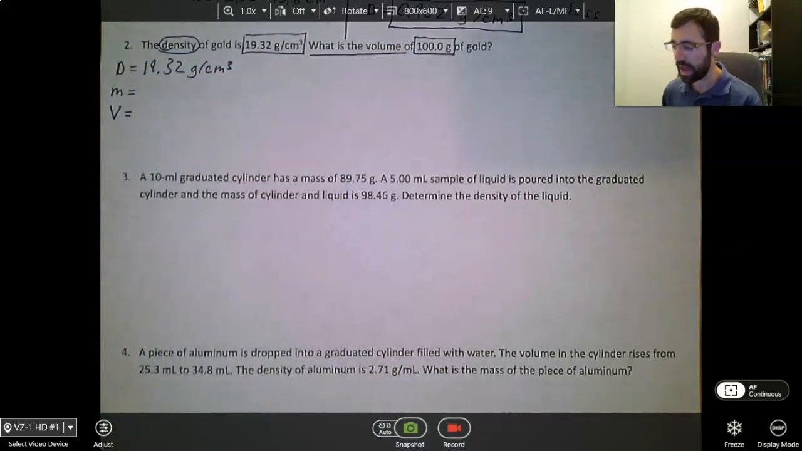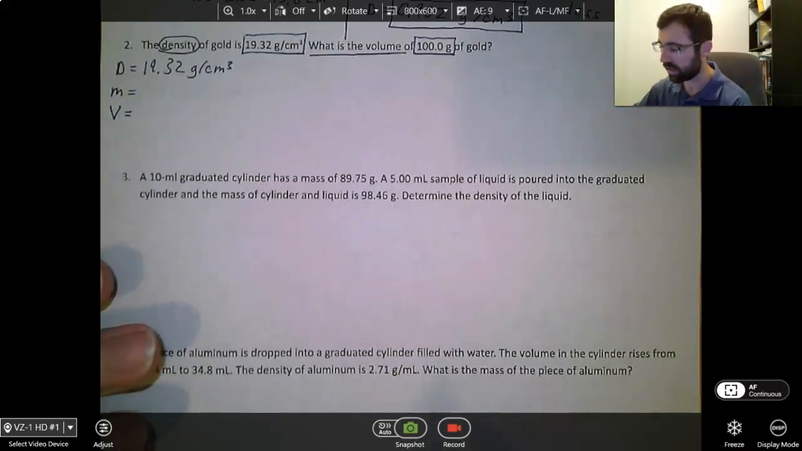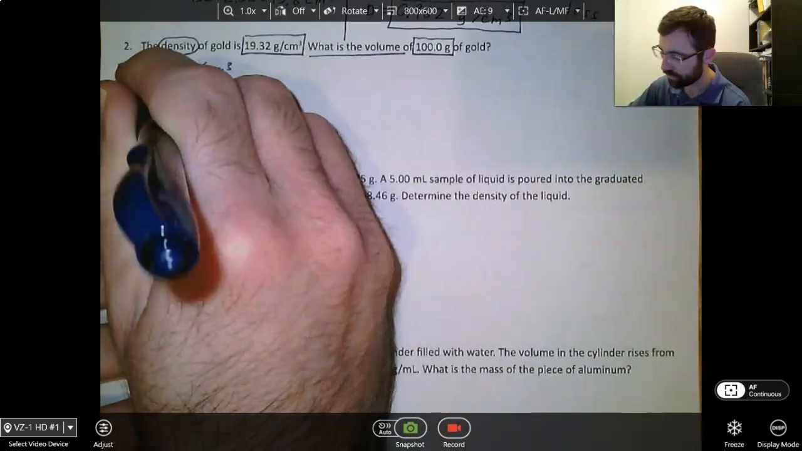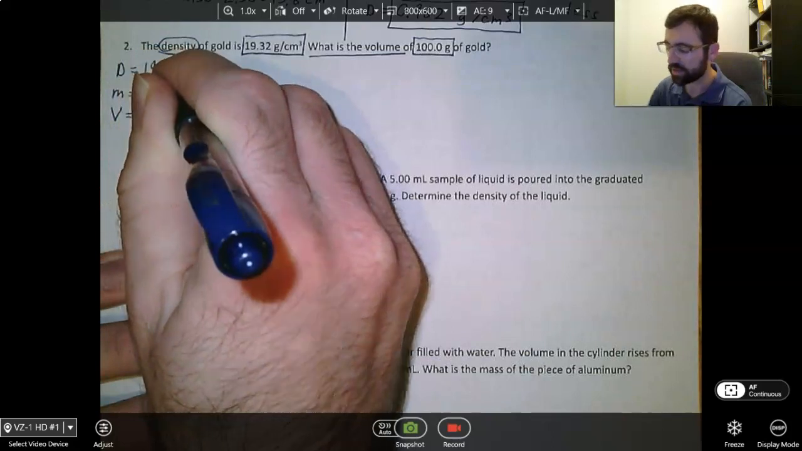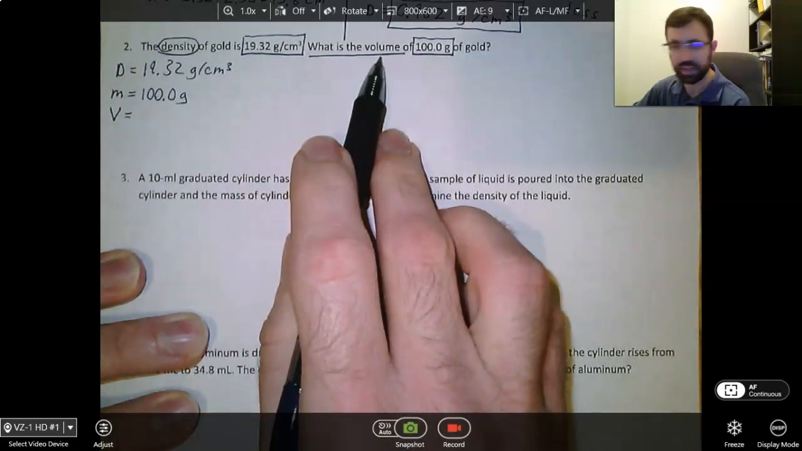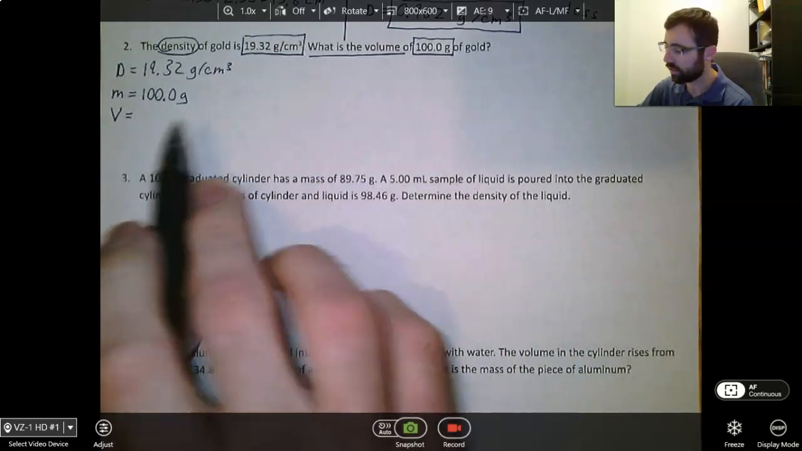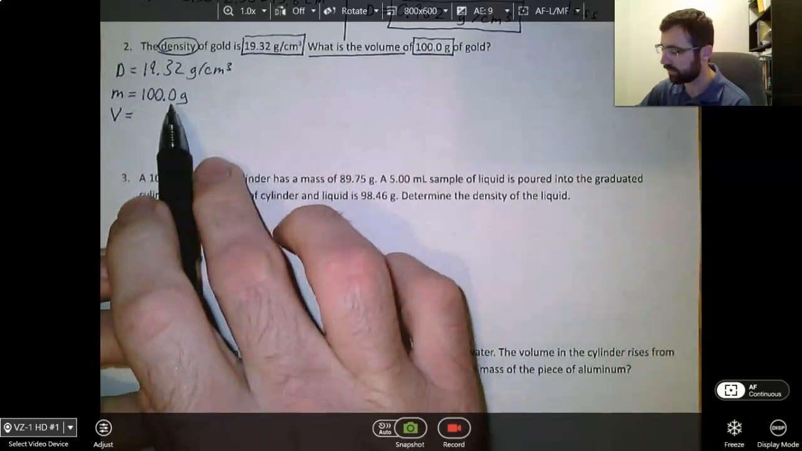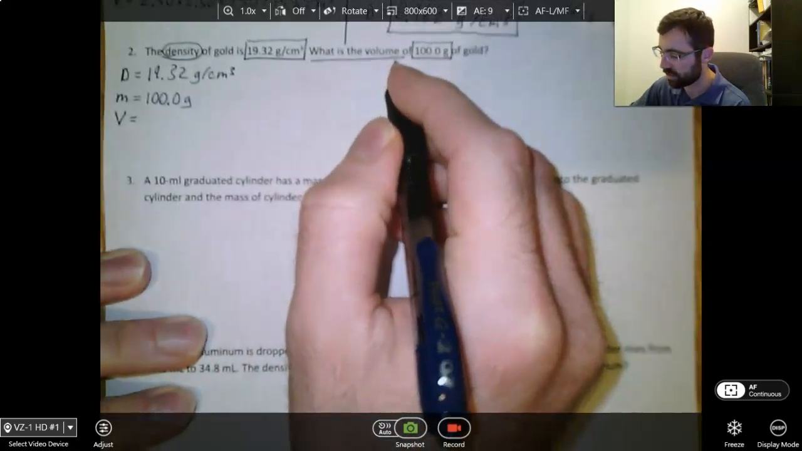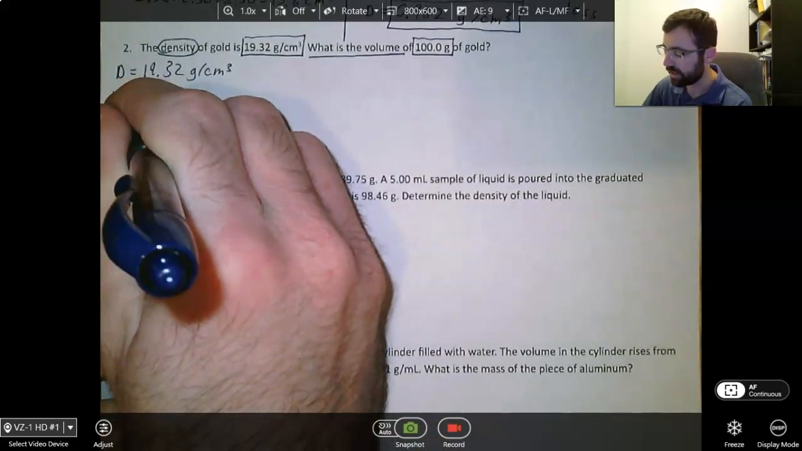All right, mass is what units? Well, mass units are grams, and I have 100.0 grams. Some students will get confused and they see the word volume, so they immediately put that by V. That's not right. Grams are given. It asks, what is the volume? So volume is what I'm looking for.